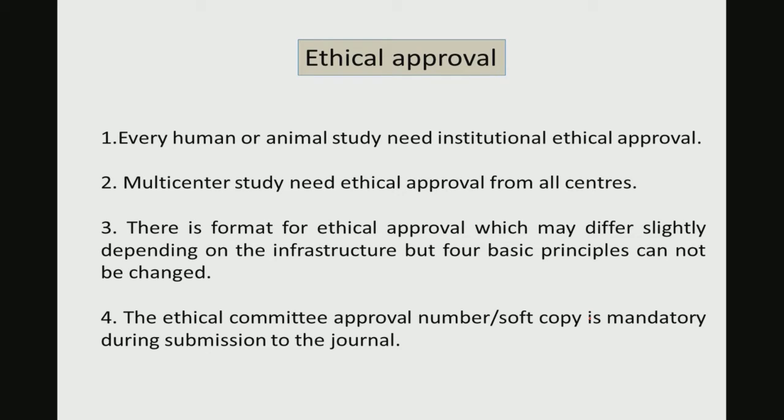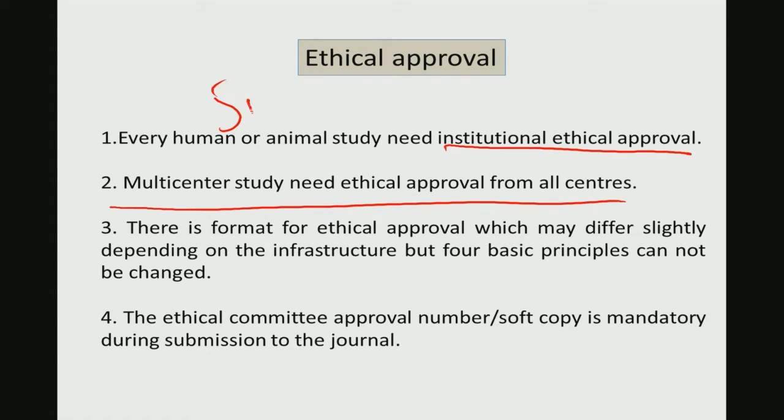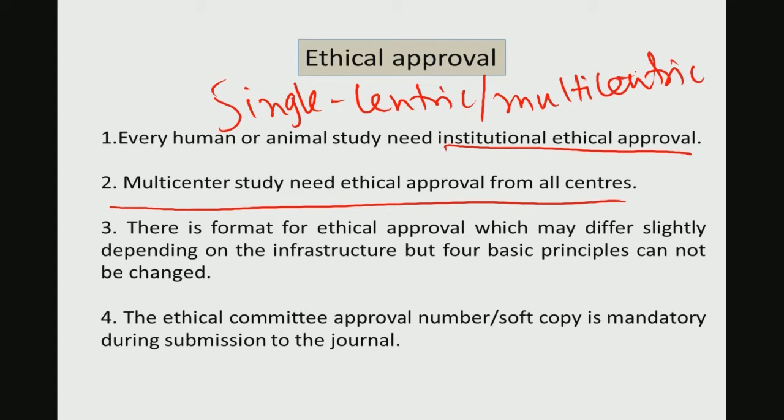The other thing I have mentioned here is that every human or animal study needs institutional ethical approval, as well as ethical approval in the multi-center case. So there is something called single-centric approval, and there is something called multi-centric approval. Single-centric approval means, for example, you take hospital A and want to conduct the clinical trial on a limited number of patients in a single hospital.